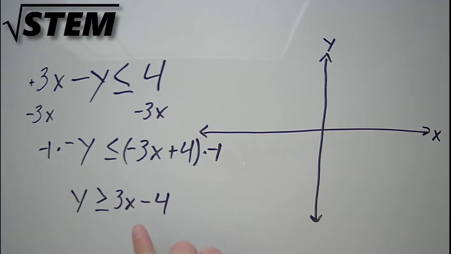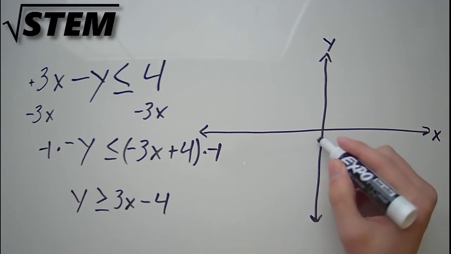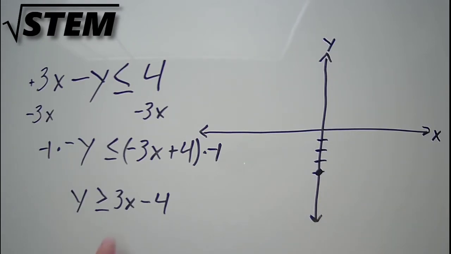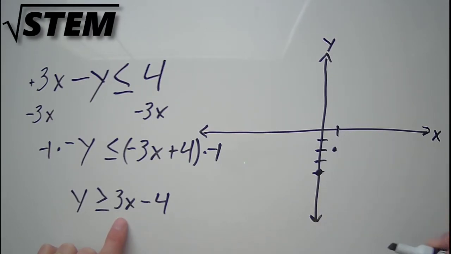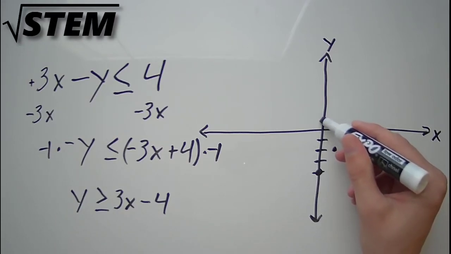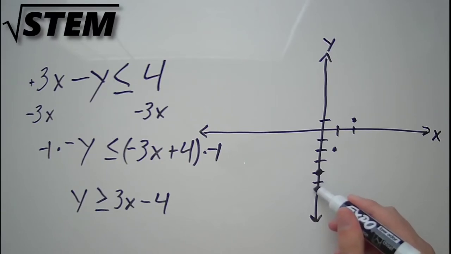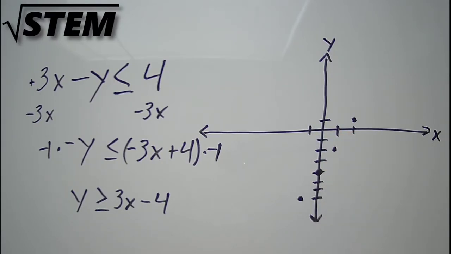So when x equals 0, we start at minus 4, and the slope is 3, so we go up 3 and over 1, up 3 and over 1, and same in the other direction, down 3 and over 1.